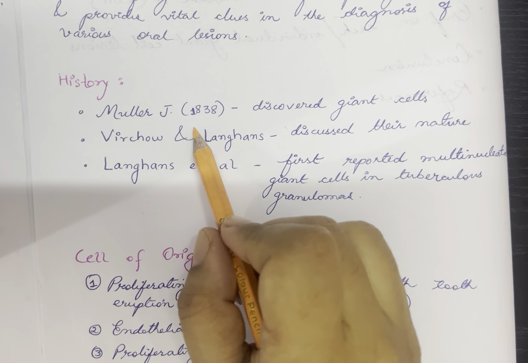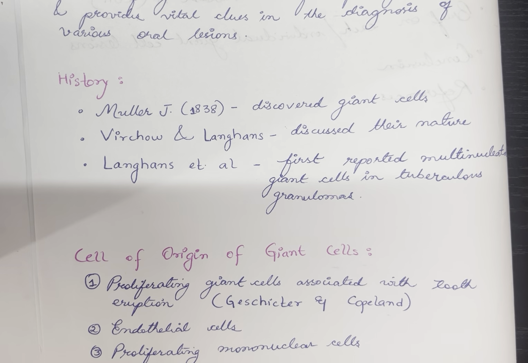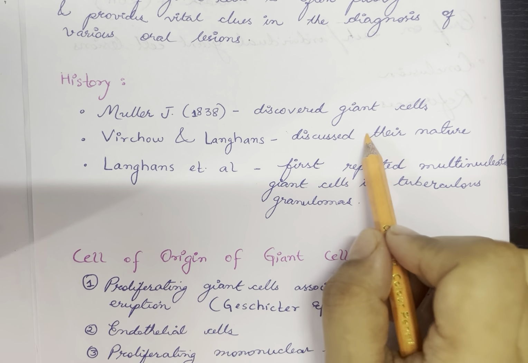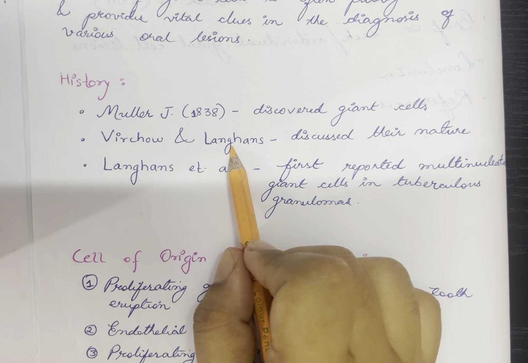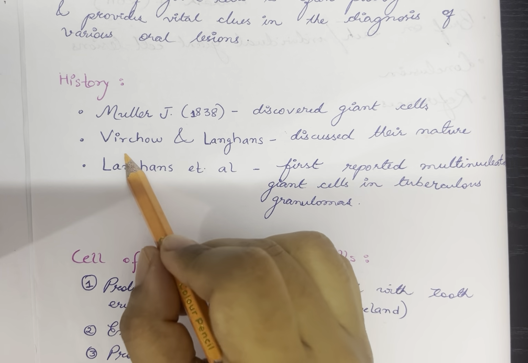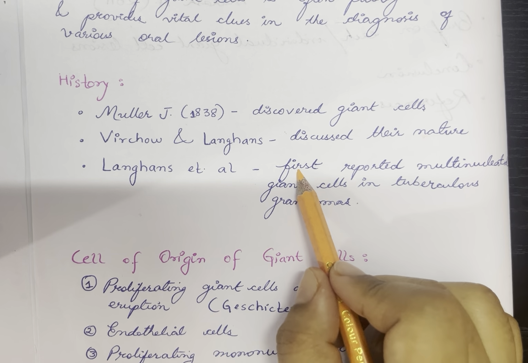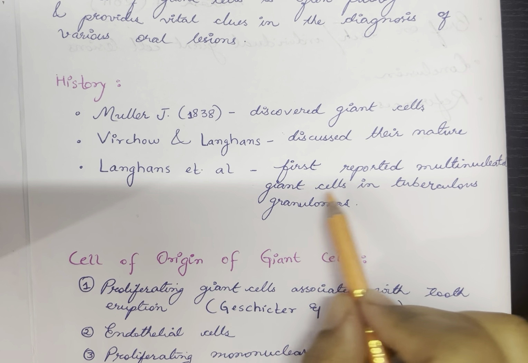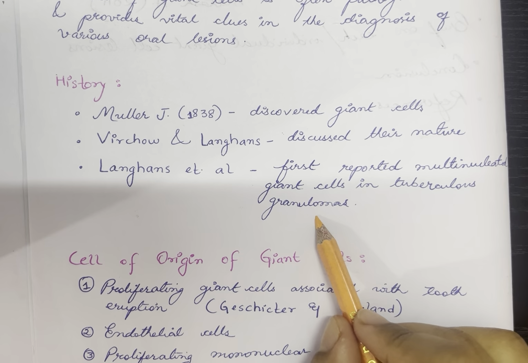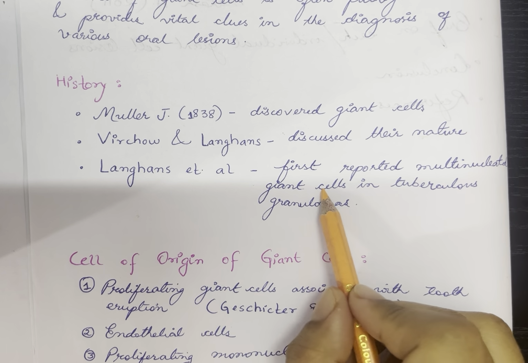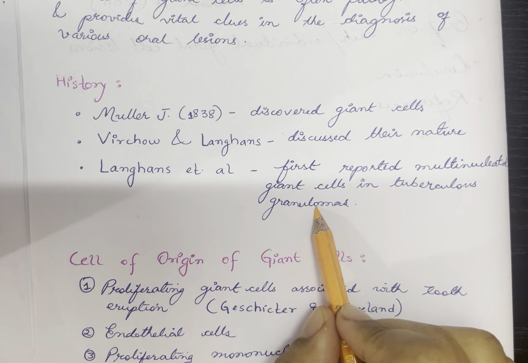History. Muller J. in 1838 discovered giant cells. Virchow and Langhans discussed their nature. Langhans et al. first reported multinucleated giant cells in tuberculous granulomas.